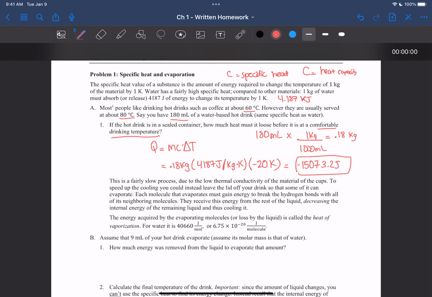All right, any questions at all about part A for this? Or are we all chilling about this one?